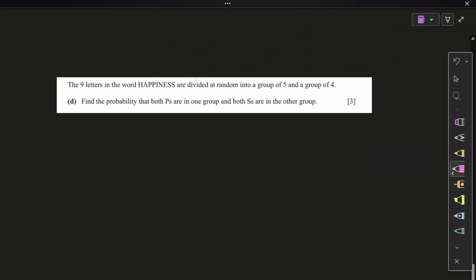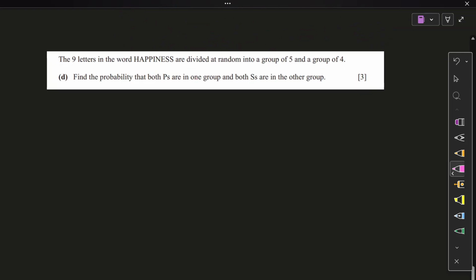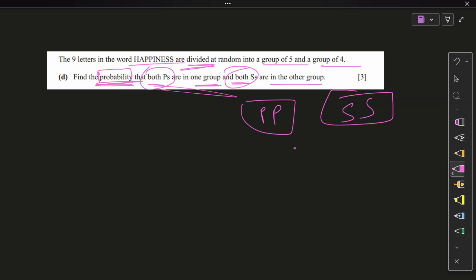Finally, you have the final part, the 9 letters between. The 9 letters in the word happiness are divided. It's a selection question. Group of 5, group of 4. Find the probability that both P's are in one group, both S's are in the other group. Okay. So whenever probability plus selection, we know it's a possible selection question. Make your distinctions of everything that repeats or everything that has a condition on them. P's and S's have a condition on them. Make the boxes. Different boxes for different types. Non-repeating box contains H, A, I, N, E. There we go. Now we start working on the cases.